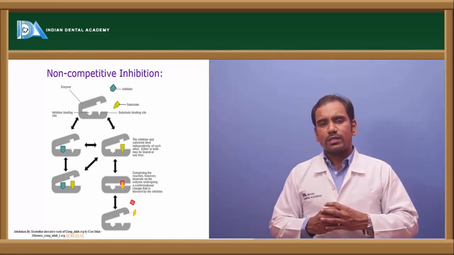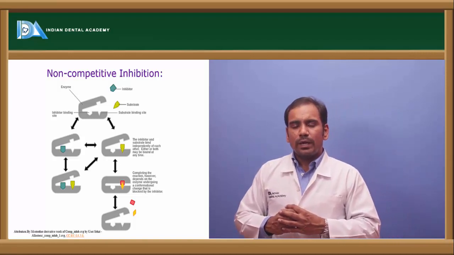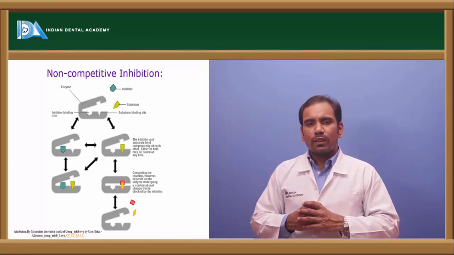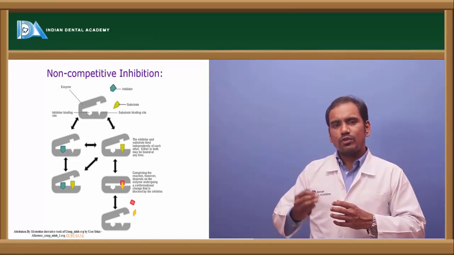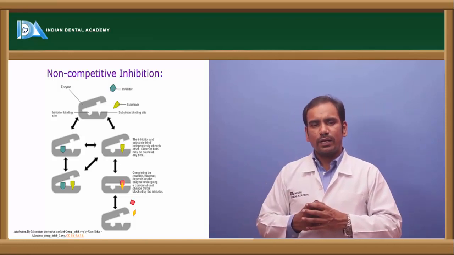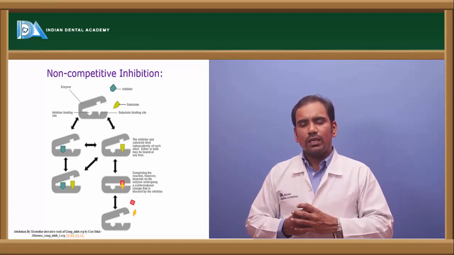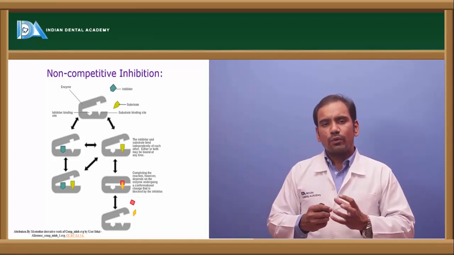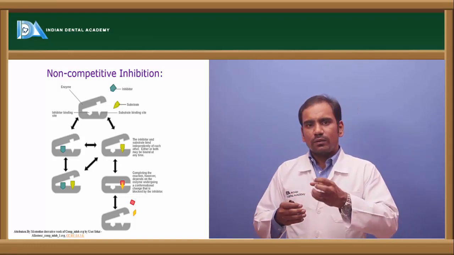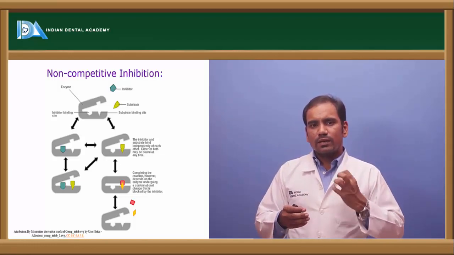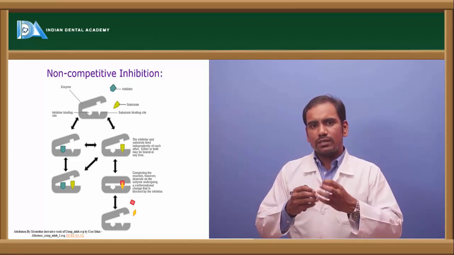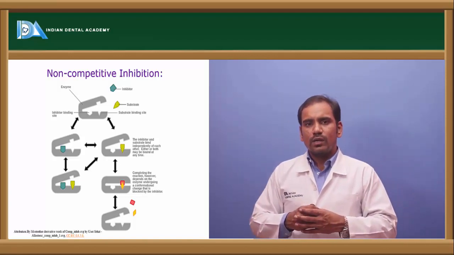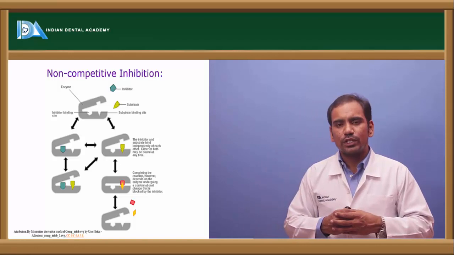So that is what basically happens in case of non-competitive inhibition. Whenever the inhibitor binds with the enzyme, it forms a complex called the enzyme substrate inhibitor complex, right? The inhibitor may bind with the enzyme after the formation of the ES complex, or before binding of substrate. So whenever the inhibitor binds, that forms an EI complex, and when substrate binds to that, the ESI complex is formed. That ESI complex cannot give rise to products, right? So this is what basically happens in case of non-competitive inhibition.